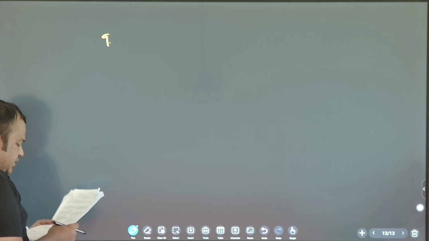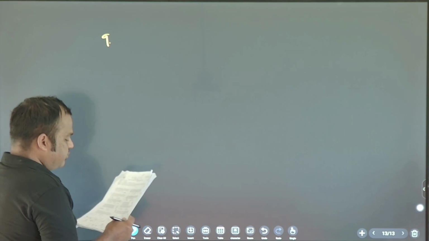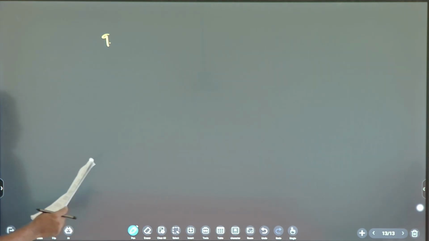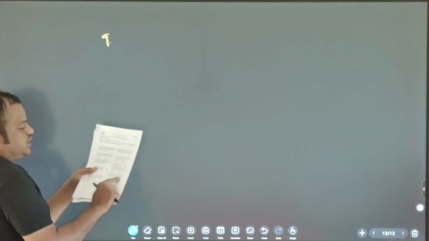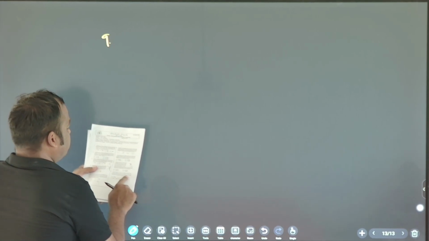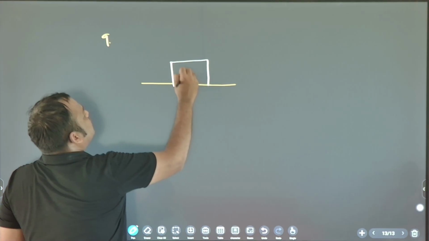Body of mass m kept on rough horizontal surface. Person is trying to pull the body by applying horizontal force, but the body is not moving. See, understand the meaning of the question.